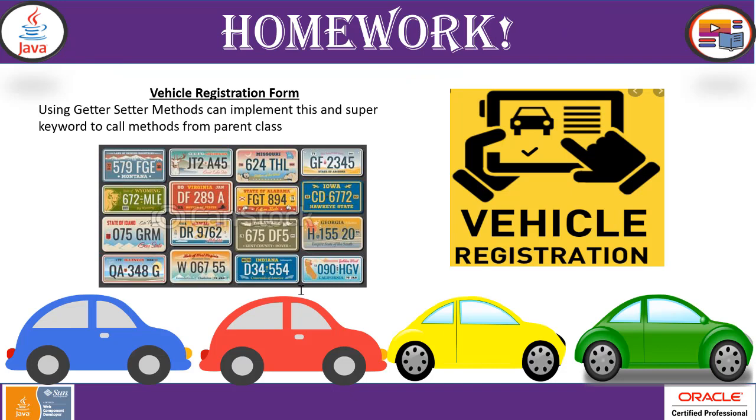Homework. Now, as we were doing the vehicle registration form, what you can do is getter and setter method implementation using this and super keyword to call methods from parent class. So we have used ID and name and price. You can add more features like automatic or manual car or class B drive or many other features you can add in your form and get the value from the user and use and practice this and super keyword.